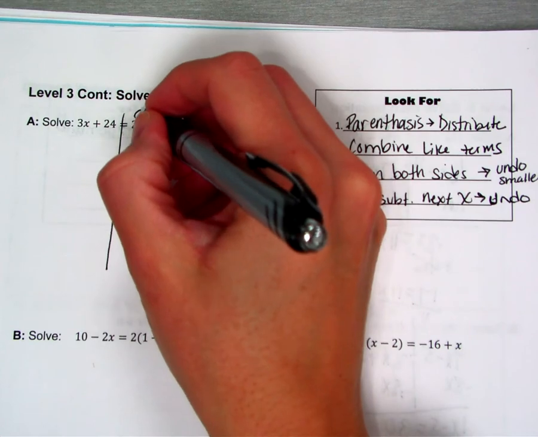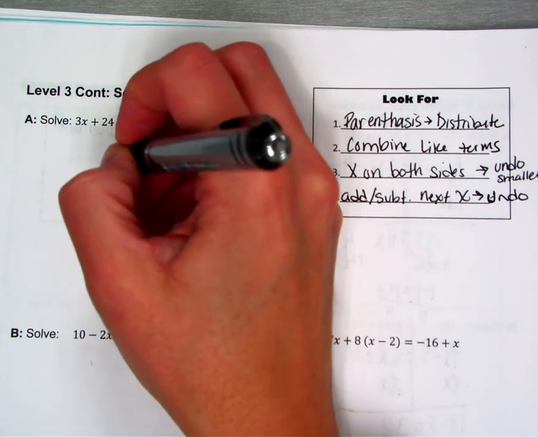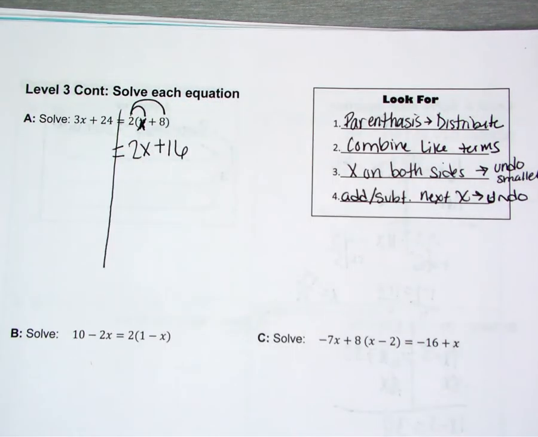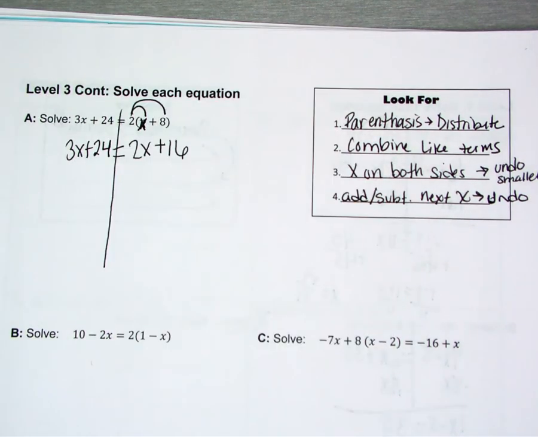There are parentheses in this problem, so I will worry about those. We're going to go 2 times x and 2 times 8. So 2 times x is 2x. 2 times 8 is 16. Bring down my 3x plus 24. Which x is smaller? I have an x on both sides, so which one is smaller? My 2x is smaller, so I'm going to subtract 2x from both sides.